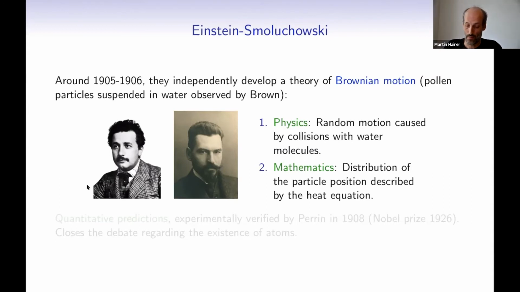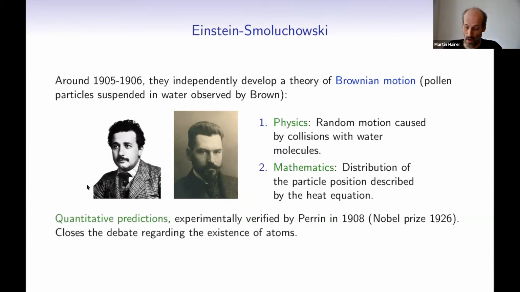And so this simple experiment of the little particles suspended in water, with Einstein and Smoluchowski's prediction, actually gave a quantitative prediction of how fast these molecules would move, depending on their size and on a number of other quantities that you could actually measure. And Perrin, in 1908, did the experiment very carefully, and he found very good agreement with the predictions. And so that then really closed the debate regarding the existence of atoms.